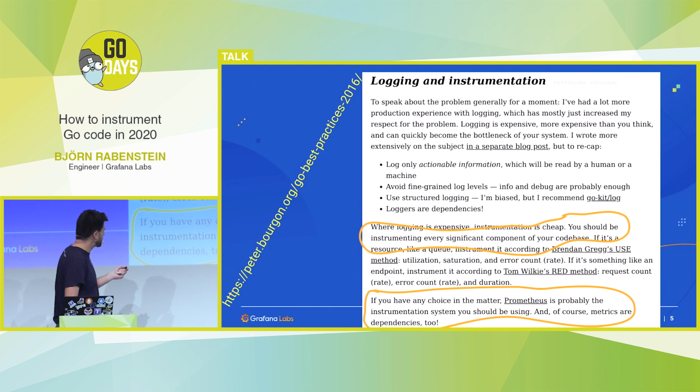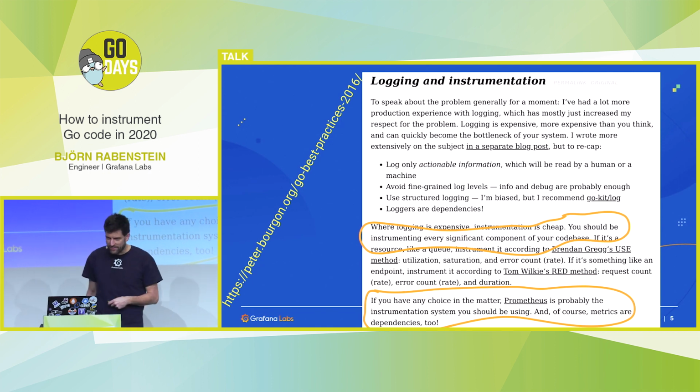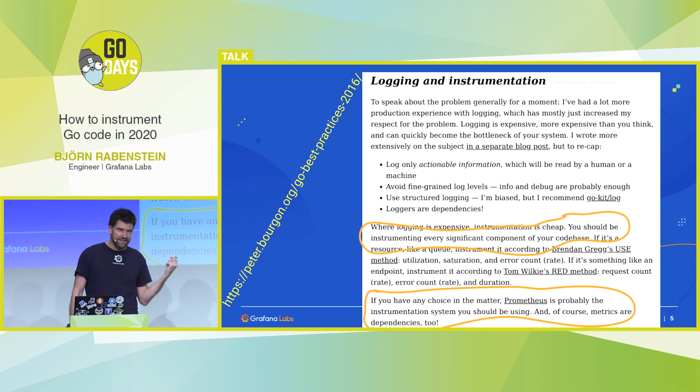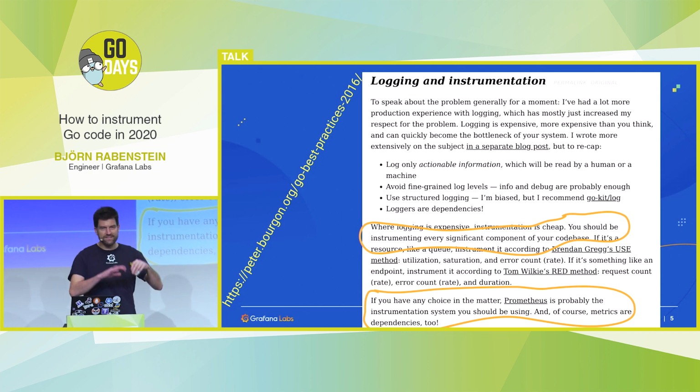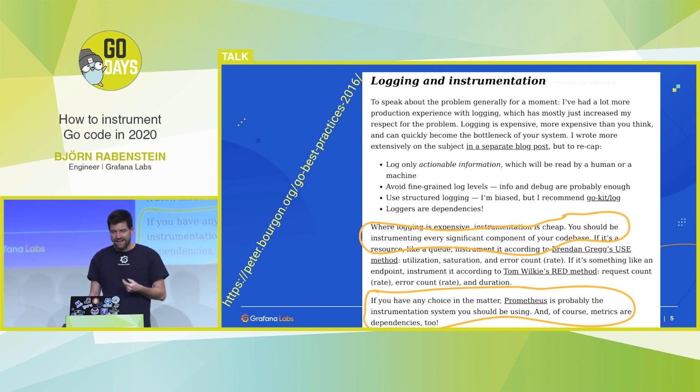So there's another paragraph here. Instrumentation. Peter says you should instrument, and then if you have any choice in the matter, Prometheus is probably the instrumentation system you should be using. Great honor, of course. What I like even more is that he says Prometheus as the whole bigger idea, the ecosystem, and not just the Prometheus server that collects the metrics.